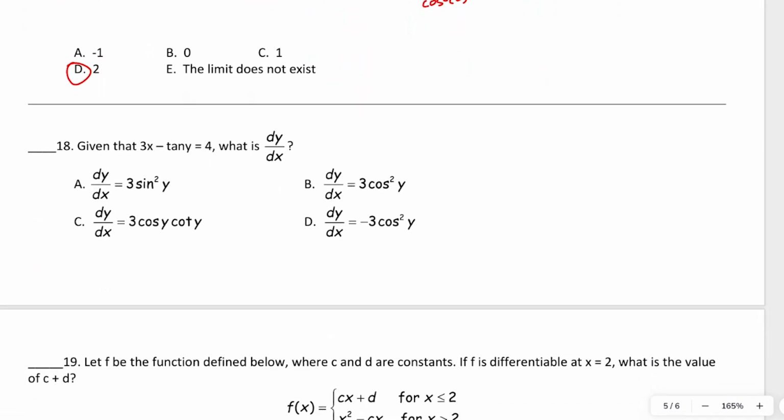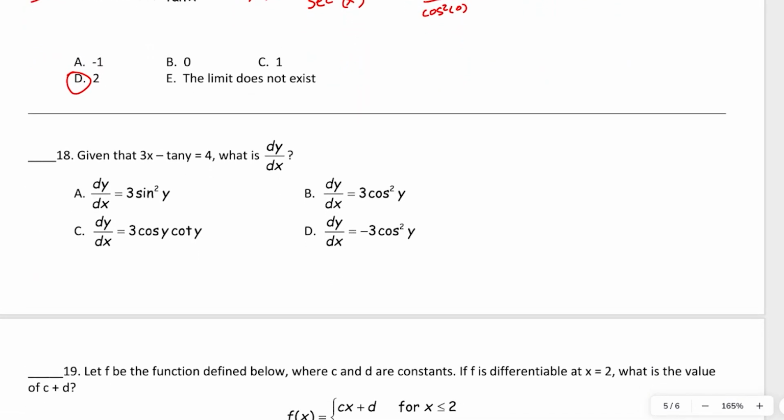Number 18, we're looking for dy dx. This is just going to be an implicit differentiation problem. I'm going to rewrite the equation over here just to give myself a little bit more space to work. And so now I'm going to differentiate both sides. The derivative of 3x is 3. The derivative of tangent is secant squared, like we talked about before. So we have secant squared y times the derivative of y. So that's going to be times dy dx equals 0.